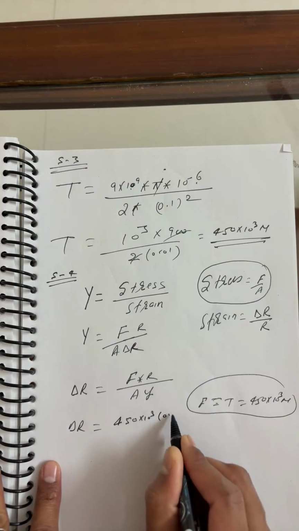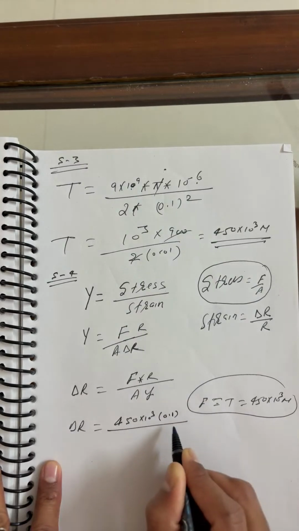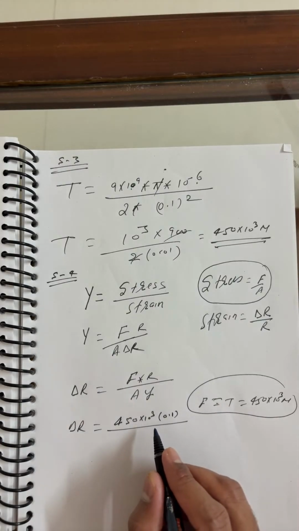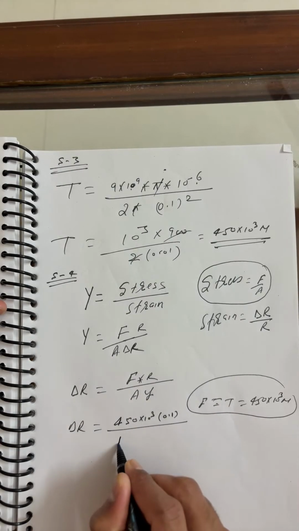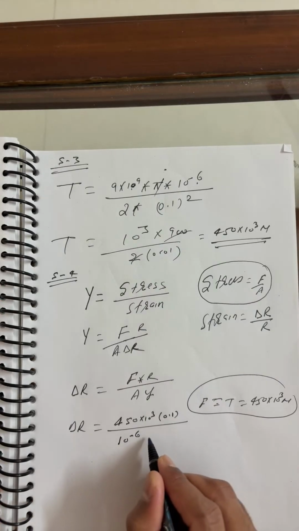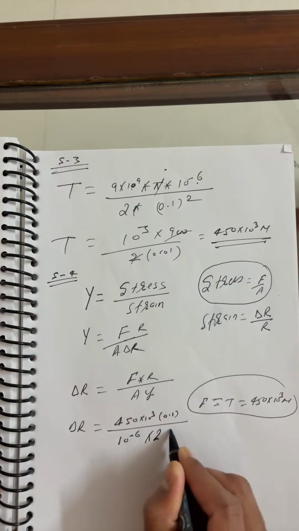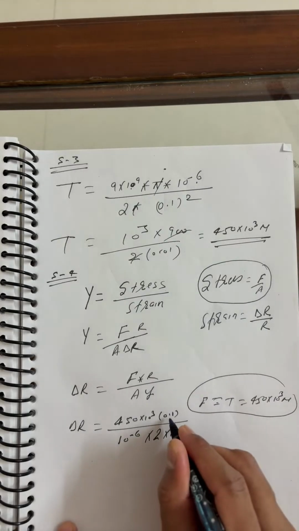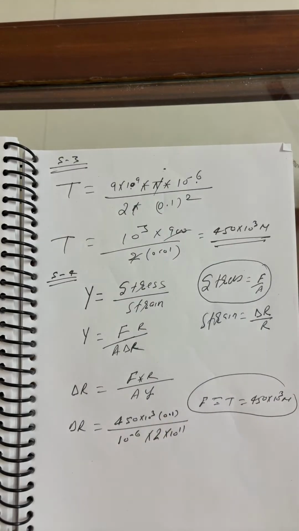So this is 0.1. A is how much? 10 to the power minus 6, this is the area A. Young's modulus is 2 into 10 to the power 11. Right, this is 0.1. Keep this in your mind here.